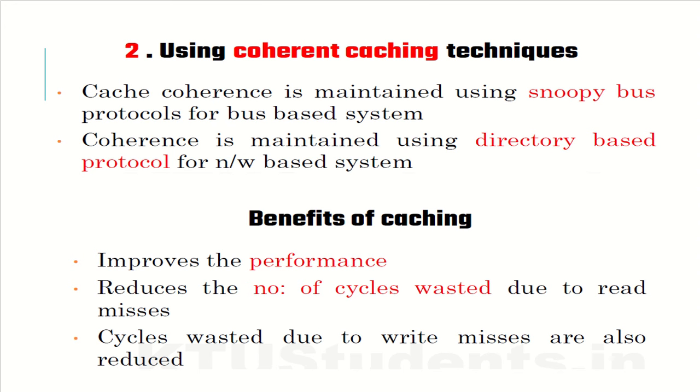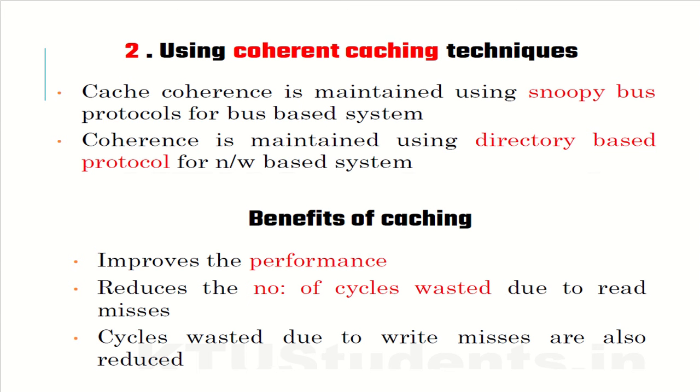Then up to a certain extent, it's not very accurate, but still up to a certain extent you can reduce the cycles which are wasted because of a write miss also. So these are the benefits of having the coherent caching techniques. So we have discussed two approaches to latency hiding. First one is prefetching, and the second one is the cache coherent technique. So in prefetching and cache coherence, we are trying to reduce the latency.